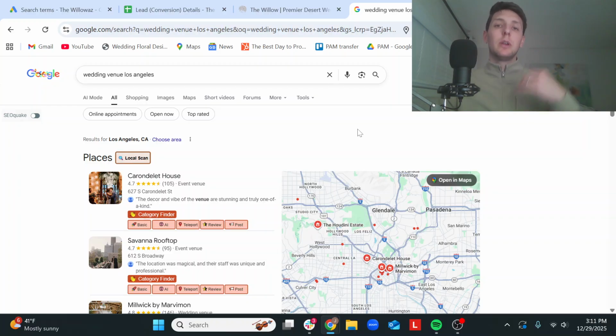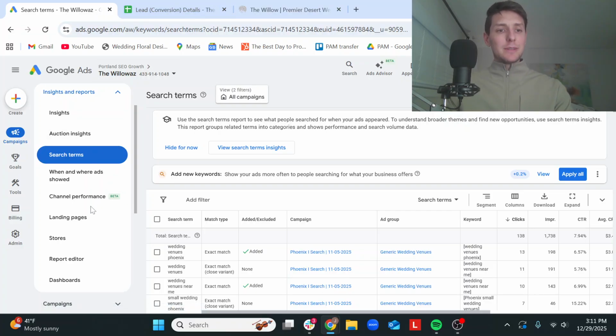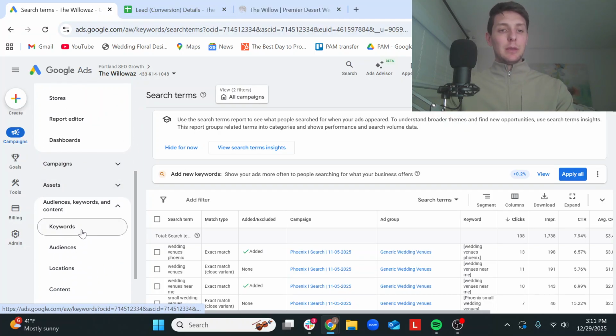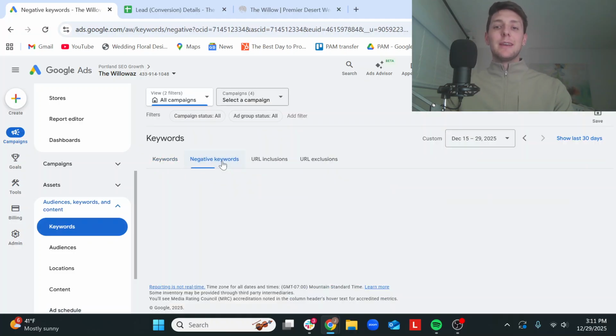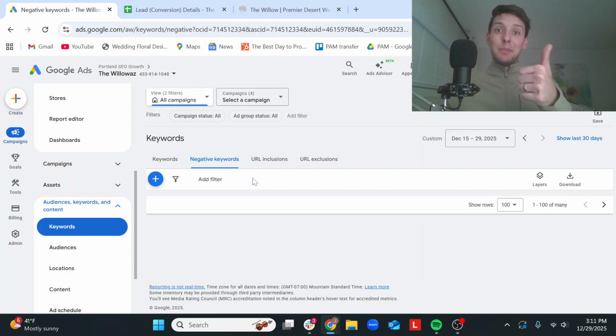We've seen it over and over and over again. And that's why you can see when we go to the keywords here and you go to negative keywords, every single week we're adding more and more and more negative keywords so that we're only spending money on the keywords that are going to drive users who don't know that your business exists.